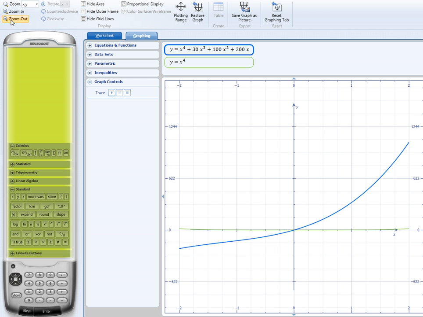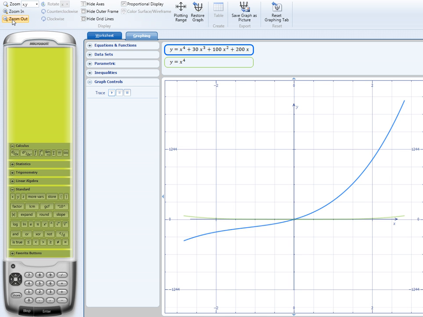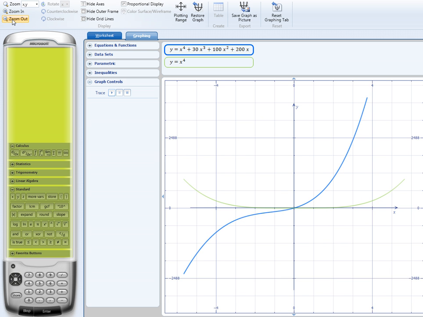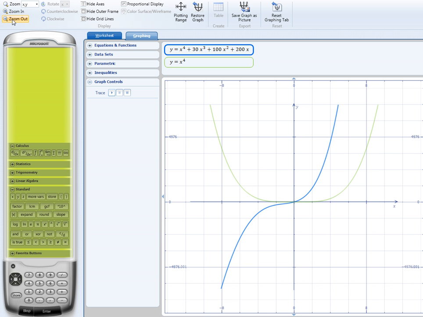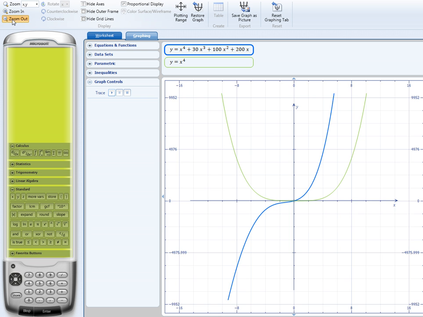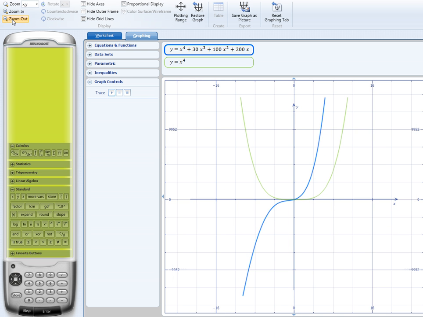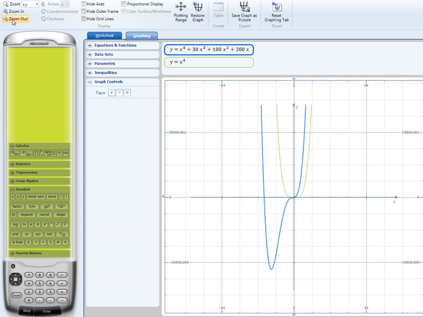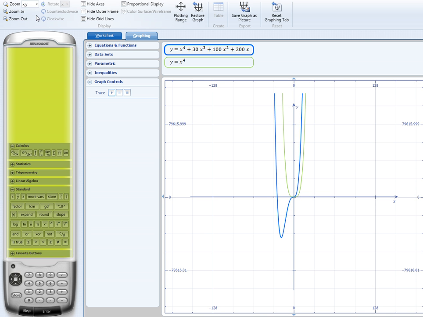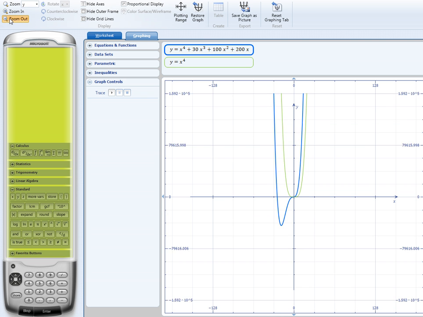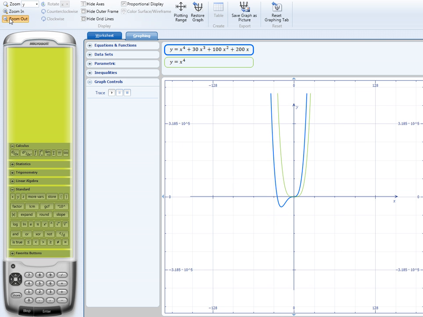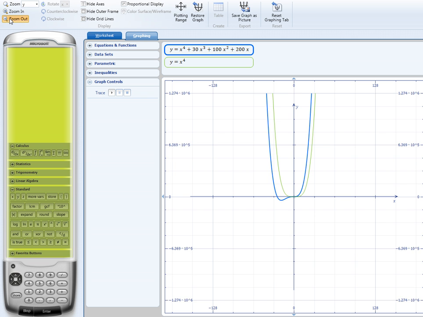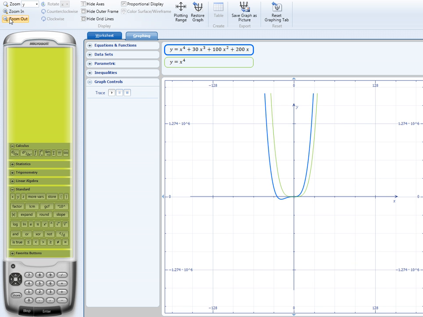So we'll zoom out, zoom out, zoom out. The green one, look, that's x to the fourth. The blue one doesn't look anything like that. Or does it? Isn't that cool? We're getting pretty big numbers. We're out there into the millions now.